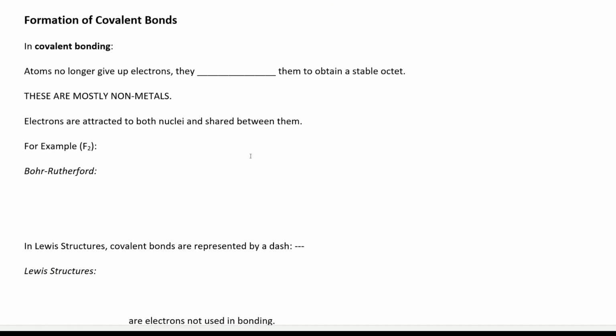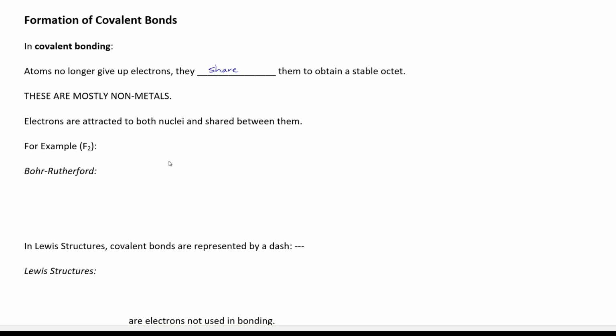How is a covalent bond formed? Well, in covalent bonding, atoms no longer give up electrons like they did in ionic bonds, but they share them, as we previously said, to obtain a stable octet. These are mostly nonmetals. Nonmetals predominantly form covalent bonds, whereas metals and nonmetals, for the most part, make ionic bonds. Covalent bonds are generally formed by nonmetals.